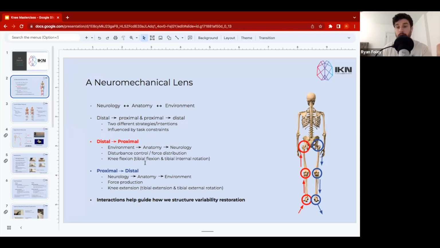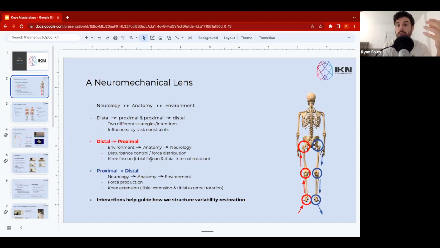If we look at things from a proximal to distal standpoint, we're looking at how the nervous system is acting on the anatomy and how the anatomy then is acting on the environment. So it's more of a force production, force generation perspective. We always need to generate forces. So we're still generating forces to even manage disturbances, but the intention isn't necessarily to overcome those external forces. We still need to be able to generate force, but with the intention of managing, yielding, distributing those forces.